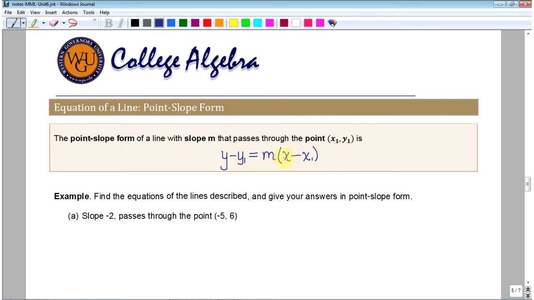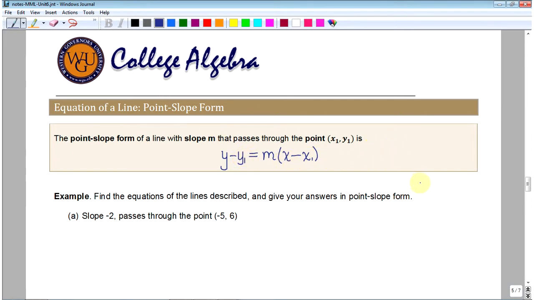Now if you divide both sides of this equation by what we have in parentheses, the x minus x sub 1, notice that you come up with something that looks like our slope formula, the change in y divided by the change in x. So this is the point-slope form of an equation where you're only substituting in values for m, and then your x1, comma y1 is a point on your line that you're given.